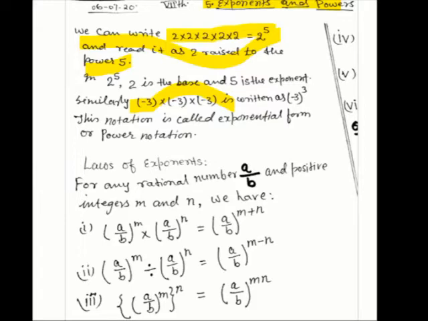When we have to write 7 into 7 into 7 into 7 in exponential notation, first we take the same base and count the repetition. Here 7 is written 4 times, so we write it in exponential notation as 7 to the power 4.